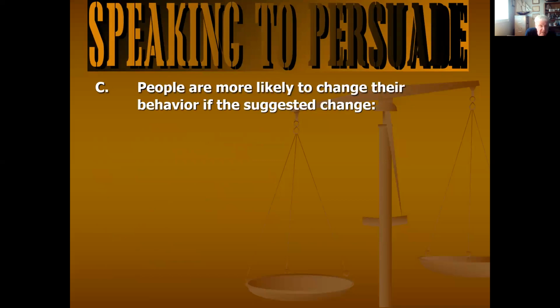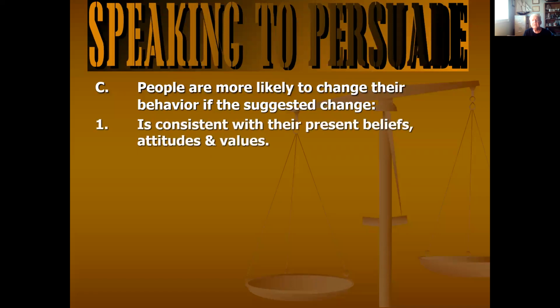This is the last slide, and I'm done. People are more likely to change their behavior if the suggested change does one of these. And there are, I think, 5 of them. 1, people are more likely to change their behavior if the suggested change is consistent with their present beliefs, attitudes, and values. Now, the reality is that you're going to be, in a persuasive speech, you're going to have some different beliefs, attitudes, and values from the people you're trying to persuade.